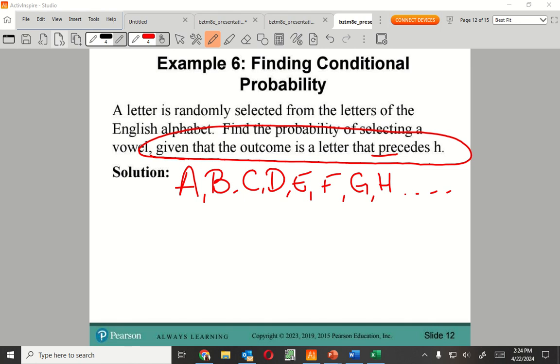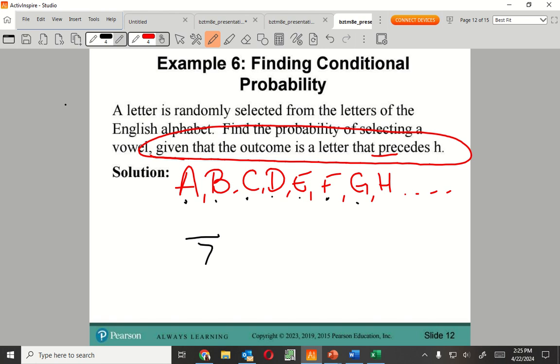So we're starting with this. How many letters am I dealing with if it's only the letters before H? 7. 1, 2, 3, 4, 5, 6, 7. There's 7 letters. So that means this is my starting group. I'm only looking at this group right here, so it's out of 7 from that group.